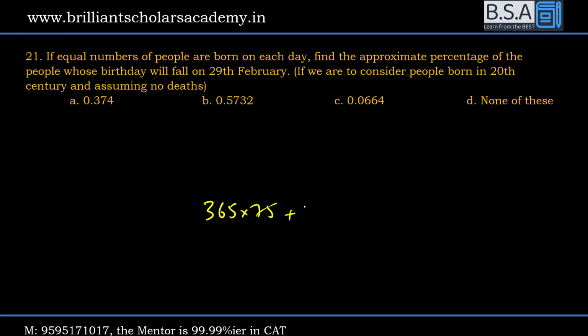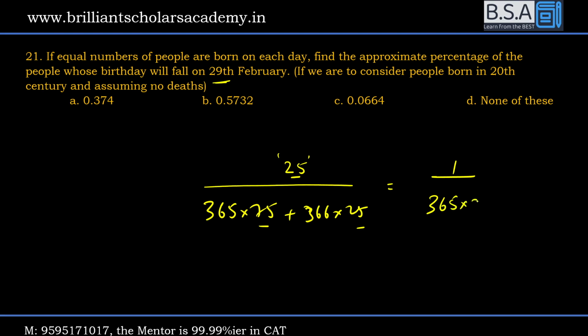Don't write, observe. 366 into 25. And 25 times will be February 29th. What is common here, here, and here? You'll have the same answer. Even if you consider the entire century, you will still have the exact same answer.